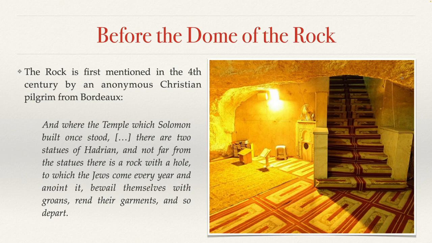The rock is first mentioned in the 4th century by an anonymous Christian pilgrim from Bordeaux. He writes, "And where the temple which Solomon built once stood, there are 2 statues of Hadrian, and not far from the statues there is a rock with a hole, to which the Jews come every year and anoint it, bewail themselves with groans, rend their garments, and so depart." On the picture to the right we can see the cave underneath the rock as it is today. It sounds like the pilgrim was referring to this space when he talked about the rock with a hole, so the hole being the cave.